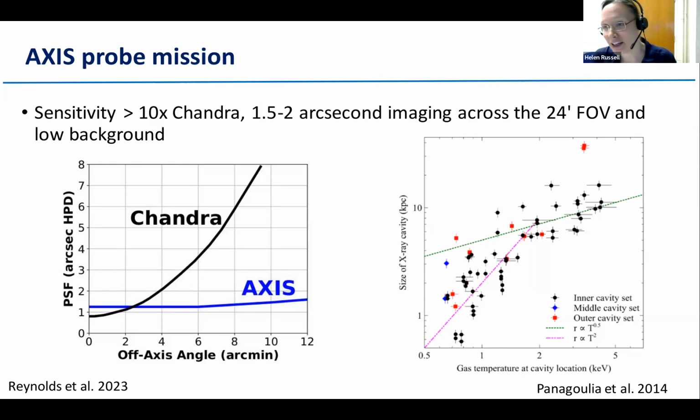We also need specifically the high spatial resolution for elliptical systems, shown by this plot on the right here. This is another plot from Elettra Panagioulia's paper, showing how the size of X-ray cavities comes down as we move to lower and lower gas temperatures, lower mass systems. So we do need the high spatial resolution to be able to probe AGN feedback specifically on the scales of individual galaxies.